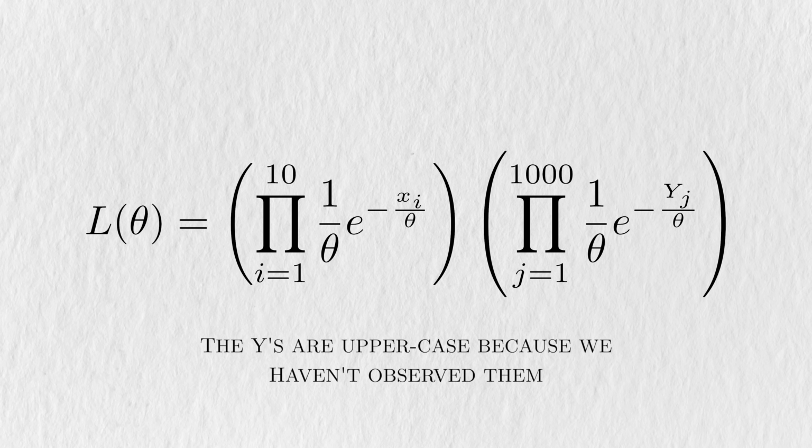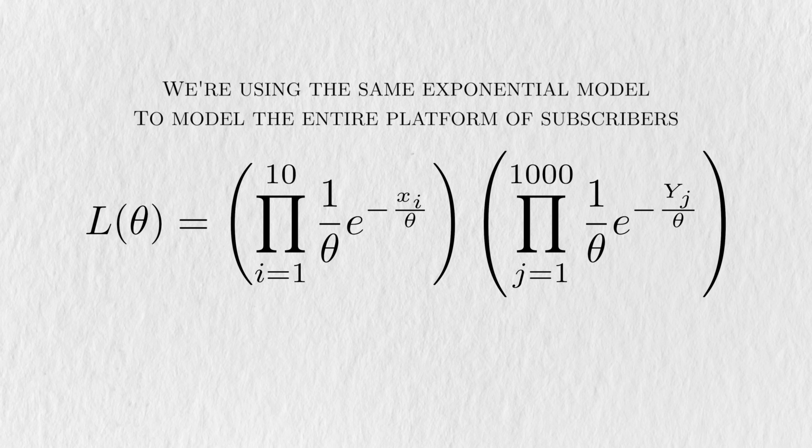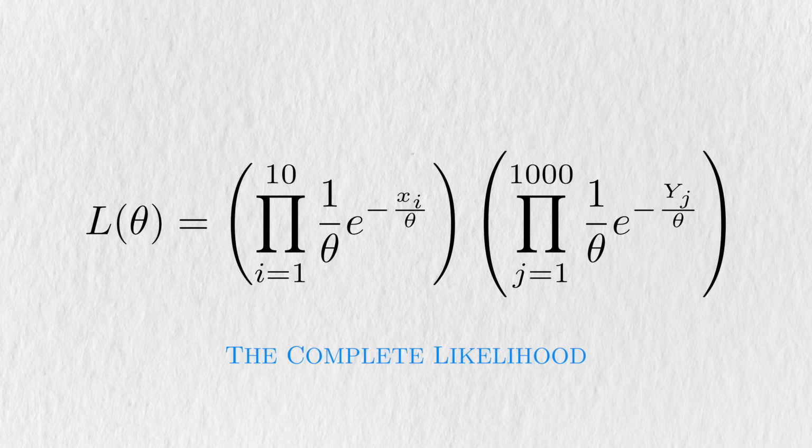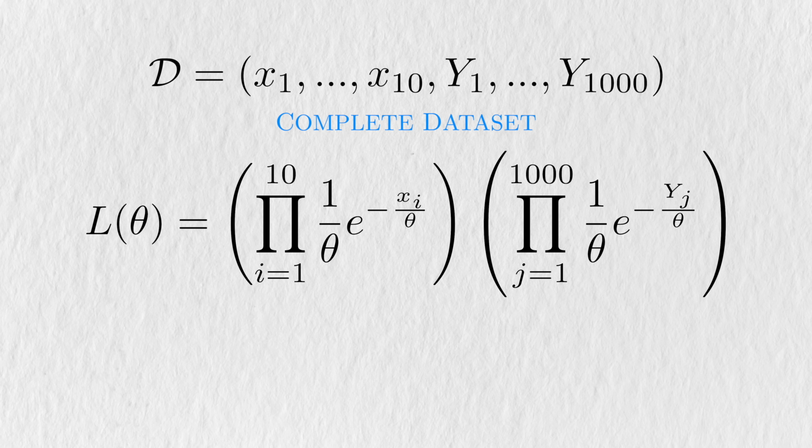The X's are lowercase because we've actually observed this data. The Y's are uppercase to indicate that we haven't observed them, but they're still random quantities. And since we're using the exponential model for the entire platform, the same data is used throughout the expression. I'm going to call this the complete likelihood. And even though we're missing these observations, this function will still come in handy. With this complete likelihood in mind, we also have a notion of a complete dataset. I'm going to denote this complete dataset with this fancy D.